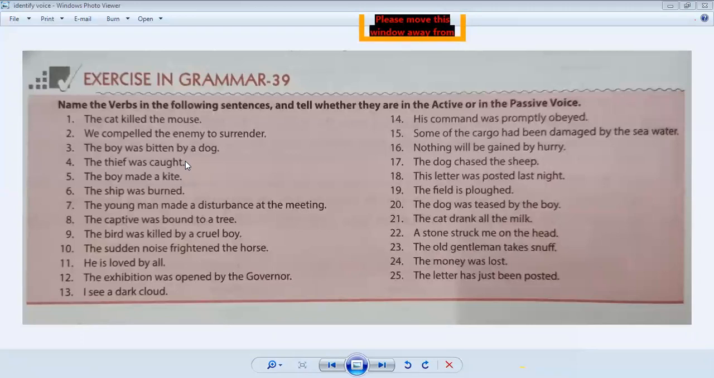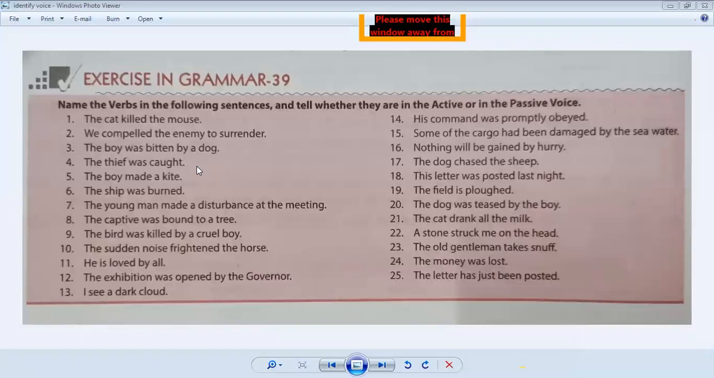Fourth, the thief was caught. Now see, the thief was caught means, is the thief catching himself? No. Somebody caught the thief. कोणीतरी त्याला पकडलं ना. त्याने स्वतःलाच नाही पकडलं. Right? So the fourth one is also passive. Fifth one, the boy made a kite. Now what is the action? Making a kite. Who is doing this action? The boy, which is the subject of the sentence. So this is active voice.